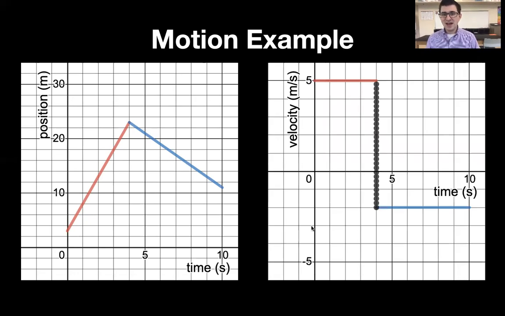So when I do that, I get a velocity versus time graph that looks something like this. It seems to have a velocity of 5 meters per second for the first 4 seconds, and then -2 meters per second for the next 6 seconds, from 4 seconds to 10 seconds. So we've changed the representations of motion once, and now we're going to do it 3 more times.